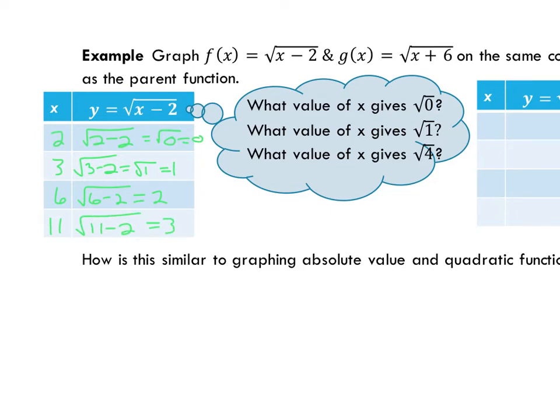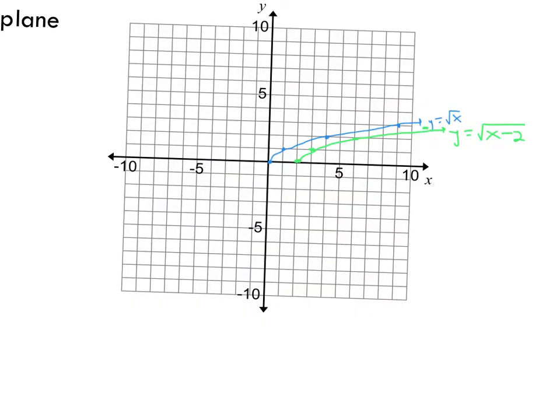So we're going to plot those points and see what happens. Okay, so hopefully you've noticed that the function y equals the square root of x minus 2 just moves our function y equals the square root of x to the right 2.